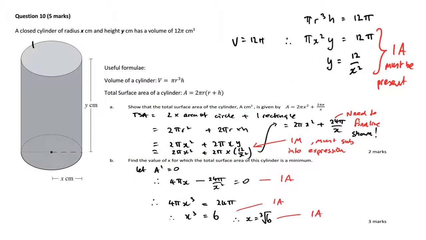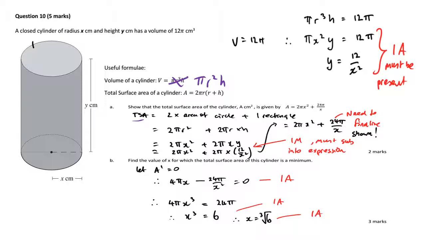Okay, in question 10, the first thing we need to do is to point out that original rule was wrong. It should be pi r squared h, and you're told that at the start of the exam anyway. So what we've got to do is to try and show that the total surface area of the cylinder is given by A is equal to 2 pi x squared plus 24 pi over x. So you'll notice in here there's nothing about the actual height. Well, what to do? Here's what you do.